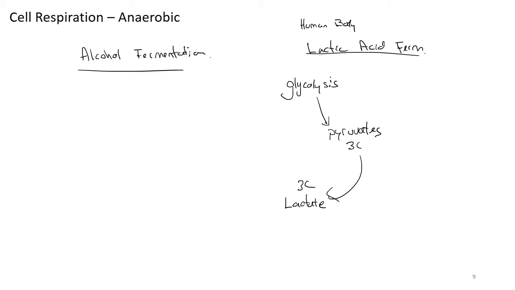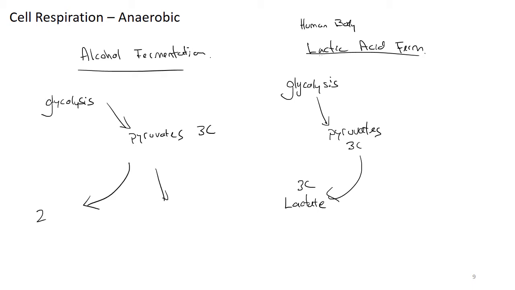Good try. It is alcohol, though. So in this case, we have glycolysis. And then when we do this, we still make pyruvates. So once again, that's a 3-carbon molecule. Now in this case, something different happens. This breaks off into 2 different things.